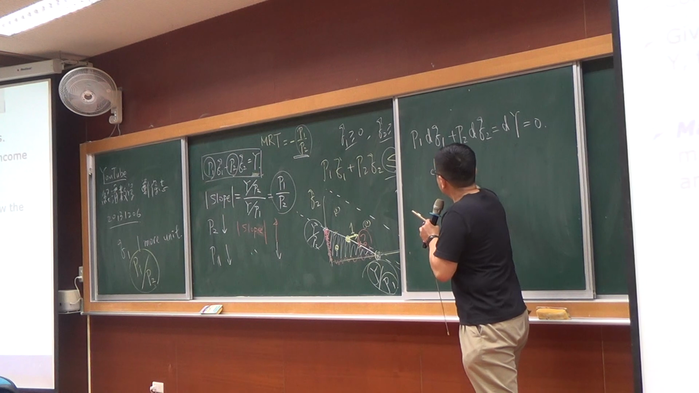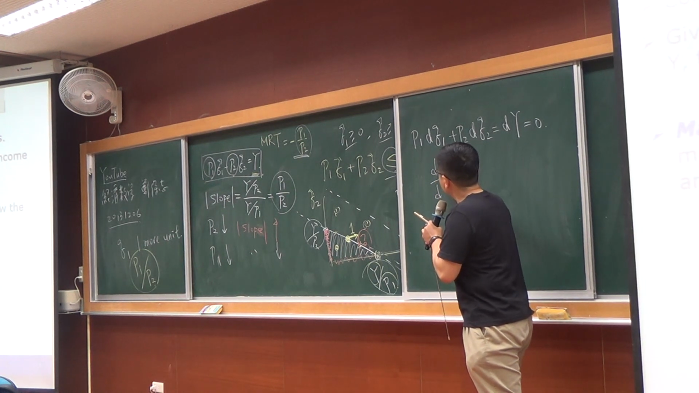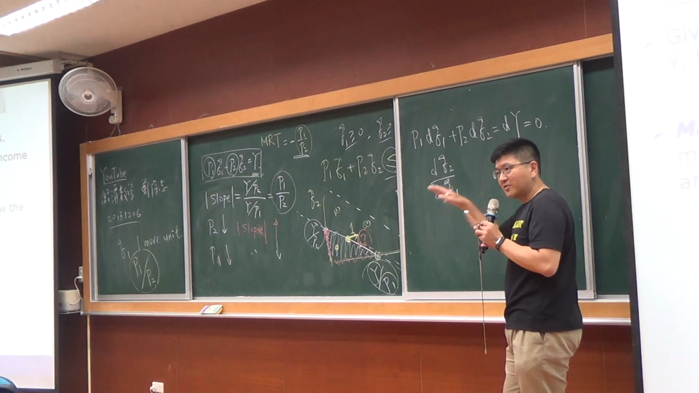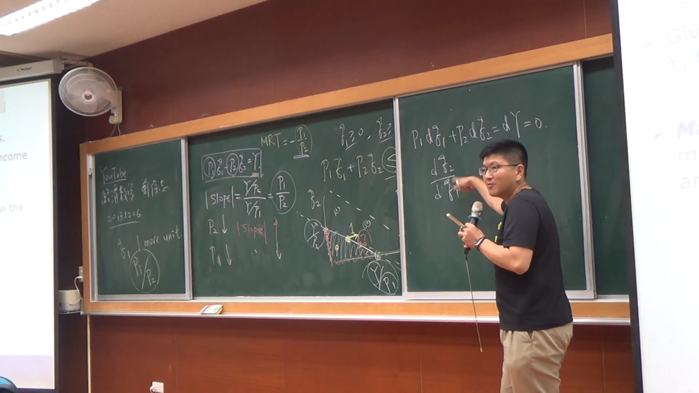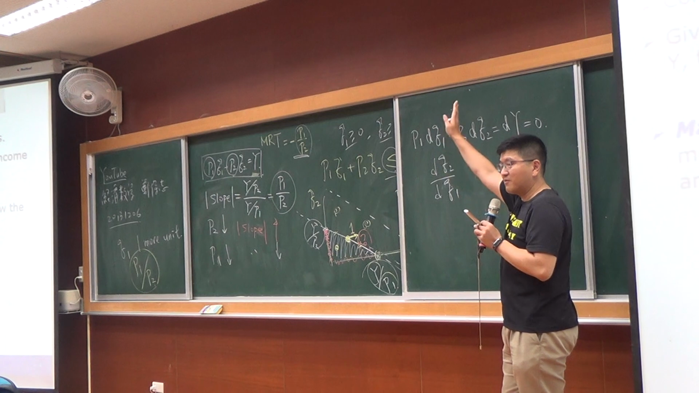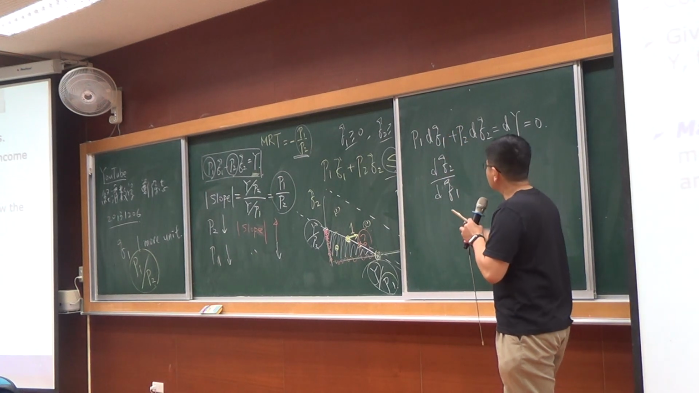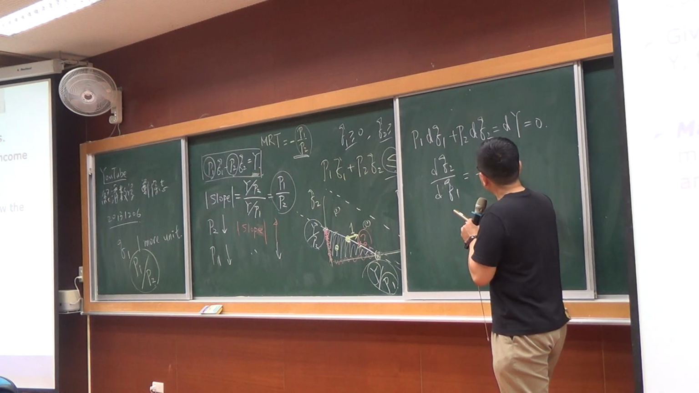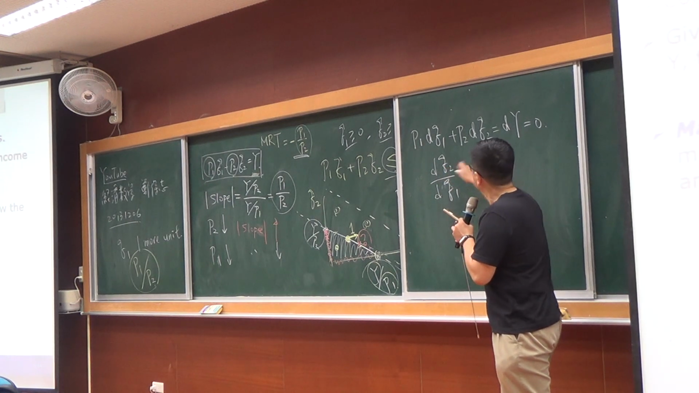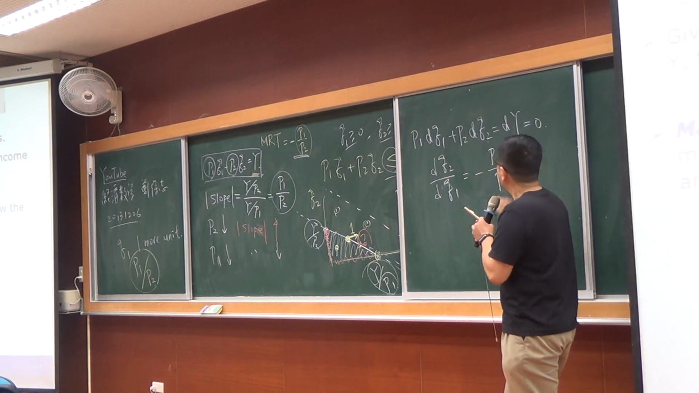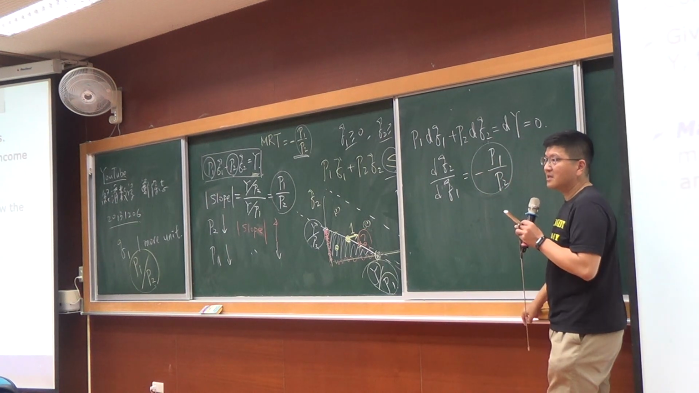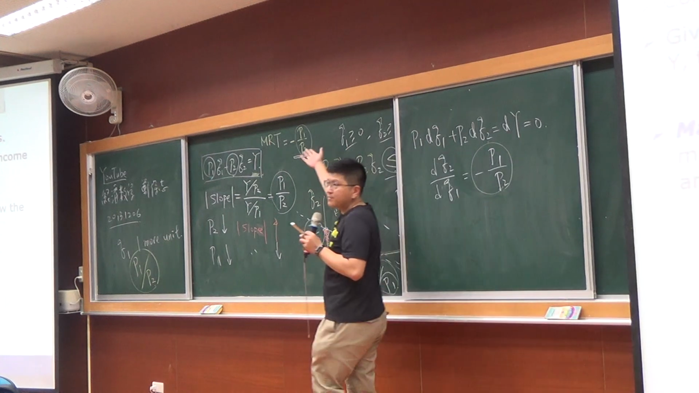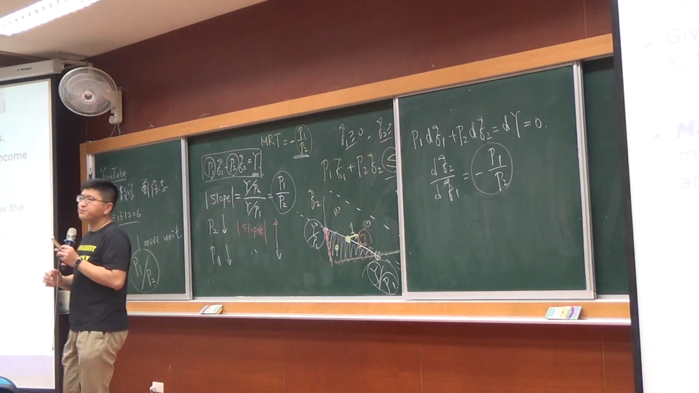So dQ2 over dQ1 is the slope of the curve, right? Q2 on the vertical and Q1 on the horizontal. So mathematically, in the math way, we have the same result.